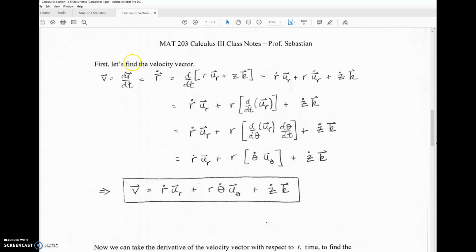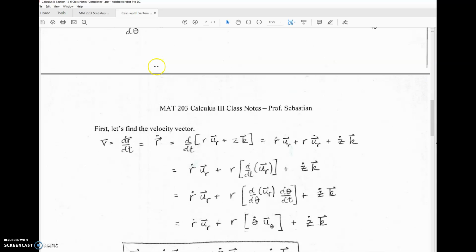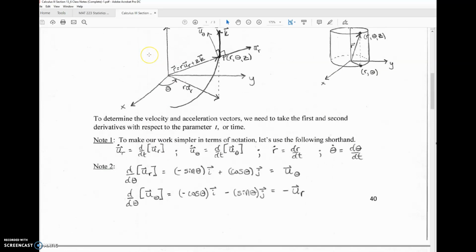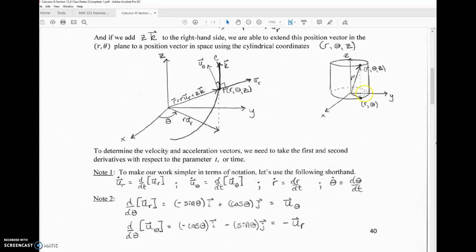Before I move on about finding the velocity vector, let me review really quickly what we talked about in the last video. So we're now working in cylindrical coordinates, which has components r, theta, and z. So r and theta come from the polar coordinates down in the xy plane, and then z is just up however far up the z-axis we go.